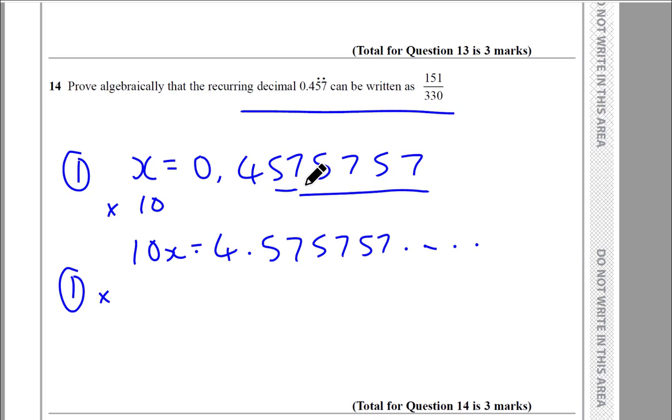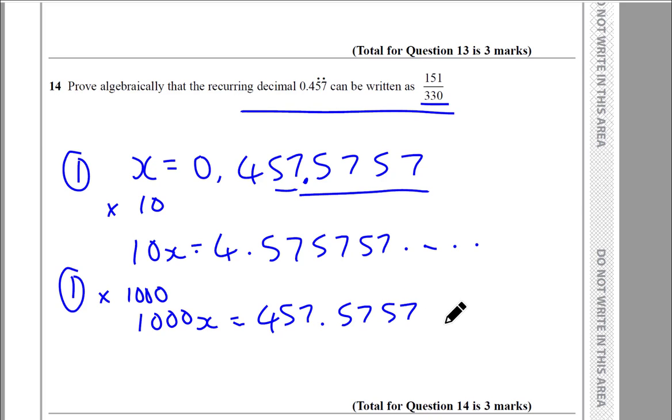So let's get to the next repeating. So that's timesing it by 1,000. Timesing 1 by 1,000, so then we get 1000x. You could kind of tell because that's 330, so we're gonna want a decent size here. Equals 457.5757. That all repeats.